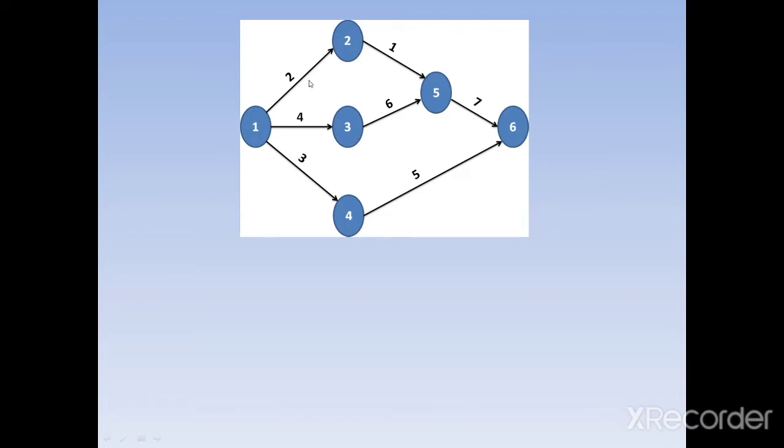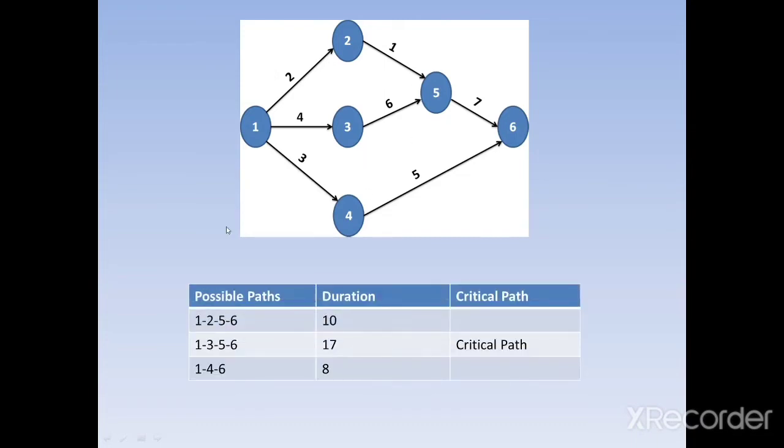So we need to find the alternative paths here. The first alternative path is 1 to 2, 2 to 5, and 5 to 6. The next alternative path is 1 to 3, 3 to 5, 5 to 6, and the next is 1 to 4 and 4 to 6. So there are three possible paths. We make a chart of these possible paths: 1-2, 2-5, 5-6; 1-3, 3-5, 5-6; and 1-4-6.